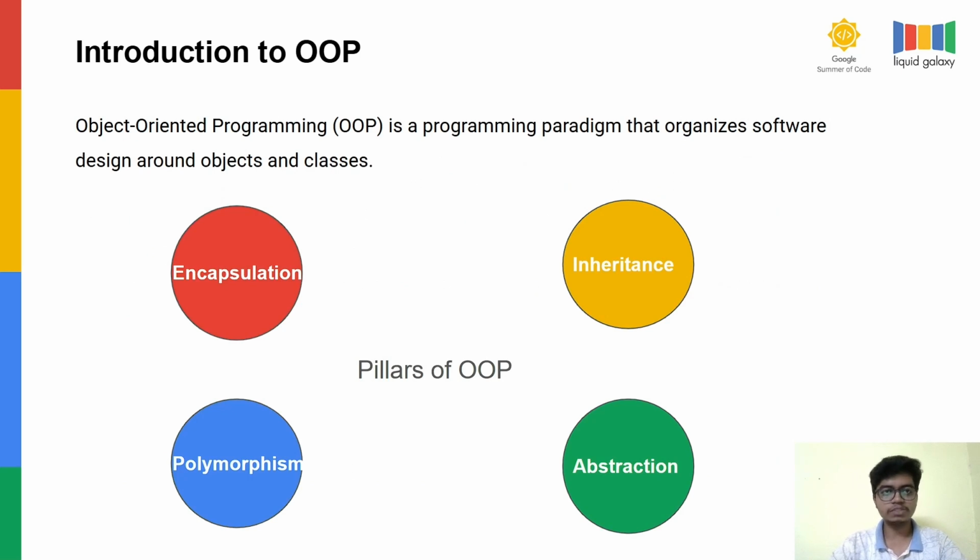Now coming to object-oriented programming. Object-oriented programming is a programming paradigm that organizes code with the use of classes and objects. Object-oriented programming has four fundamental pillars. First one is encapsulation, then inheritance, then polymorphism, and then abstraction. I will explain all of these pillars in the upcoming slides with examples.